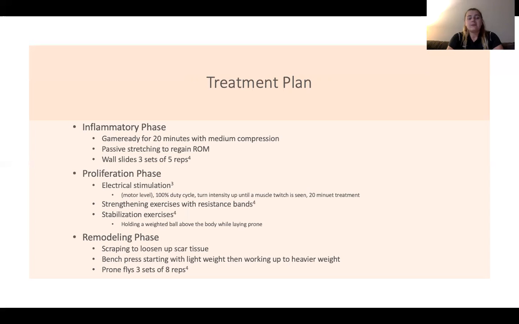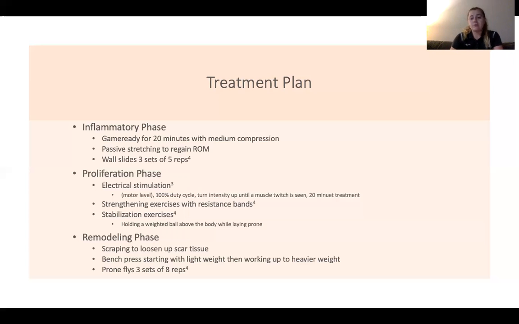So for treatment plans for the inflammatory phase, we're going to do a Game Ready for 20 minutes with medium compression, again trying to get that swelling and inflammation under control as quick as we can. Do some passive stretching to regain some range of motion. And one of the exercises that can be done during the inflammatory phase is wall slides. 3 sets of 5 reps: have the athlete face the wall, place their arms on the wall in front of them like so, and then slide them up the wall just as far as they can go without hurting or injuring themselves.